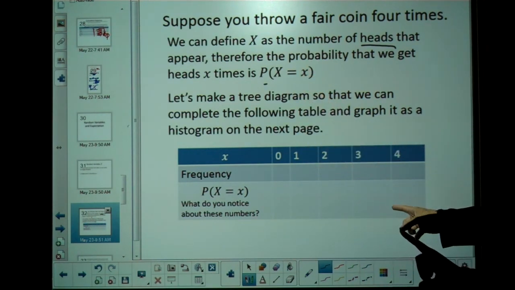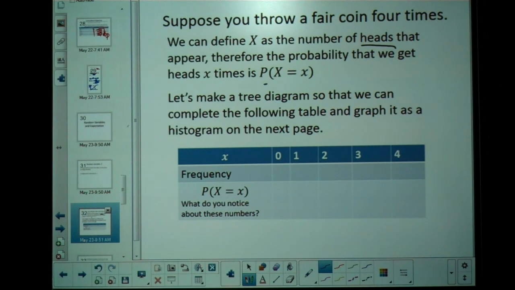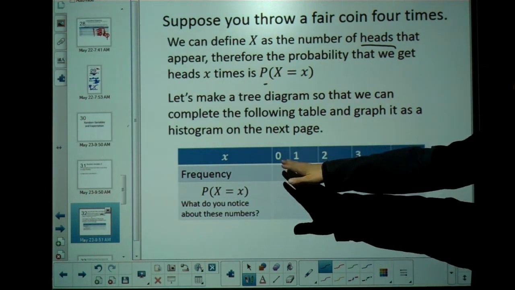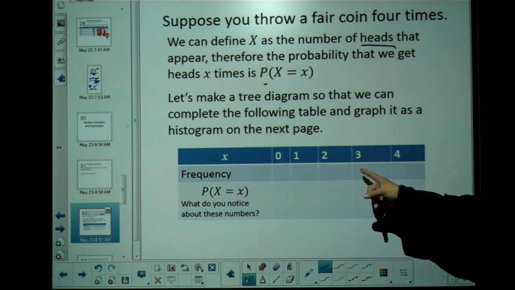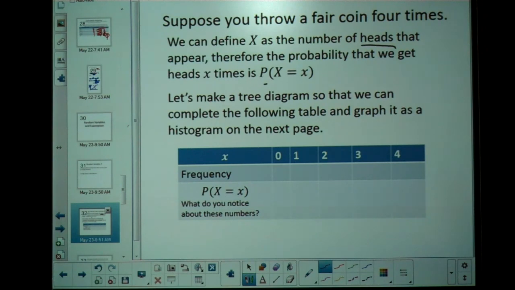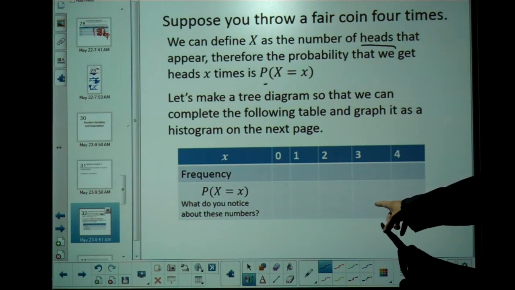So take a minute, look at the table. You may want to copy down the table. It's got 3 rows there. We've got all of our outcomes, 0 heads, 1, 2, 3, 4 heads. Frequency, how many times each of those pops up. And we're going to use that information to calculate the probability. So go ahead, take a moment, and write down the table.